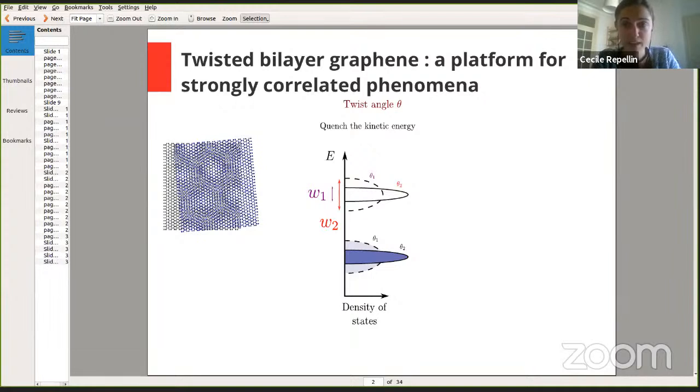The reason for that is that by twisting the angle, you can actually act on the band structure of this material and obtain a very large density of states at specific energies. That means that you can obtain a very large ratio of interaction over bandwidth, where the bandwidth is this W here, which is the condition to obtain strongly correlated physics.